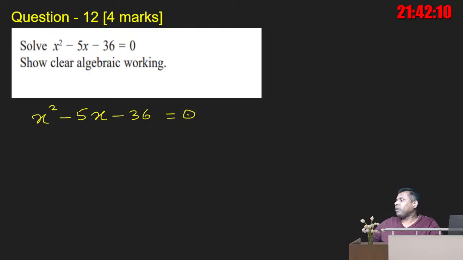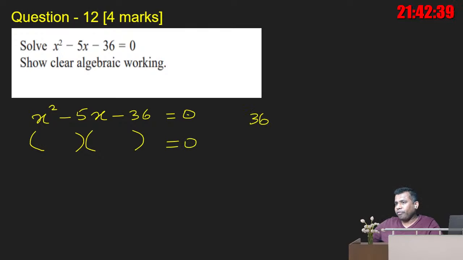Now you have a couple of methods to do this one. You can use the factorize quadratics method, or you can use the completing the square method, which is a little bit harder on this one, with the odd number. Or you can use the quadratic formula method, right? Now the correct factors for this one, how to do this one is 36.